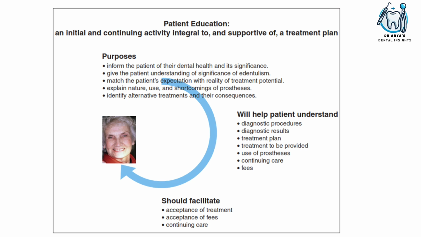So this is the importance of patient education, which is an initial and continuing activity integral to and supportive of a treatment plan. The purposes are: it informs the patient of their dental health and its significance. It gives the patient understanding of the significance of edentulism, matches the patient's expectation with the reality of treatment potential, explains the nature, use and shortcomings of the processes, and identifies alternative treatments and their consequences. It will help the patient understand diagnostic procedures, diagnostic results, treatment plan, treatment to be provided, use of the prostheses, continuing care and fees. It should facilitate the acceptance of treatment, acceptance of fees, and continuing care.